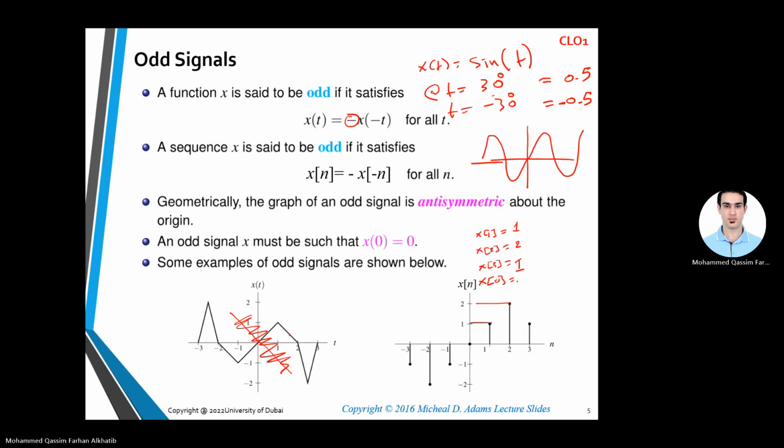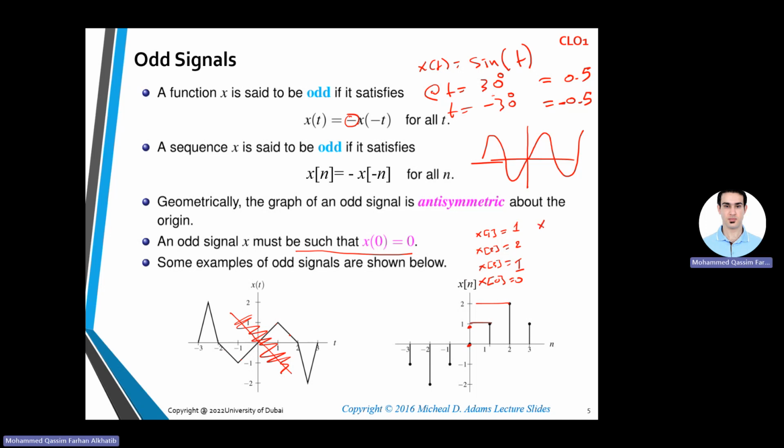Why? It is the origin. It has to cross the origin. So an odd signal must be such that x of 0 equals 0. So if there is a value here, you cannot assume it's an odd signal. My odd signal should be going through the 0 point.